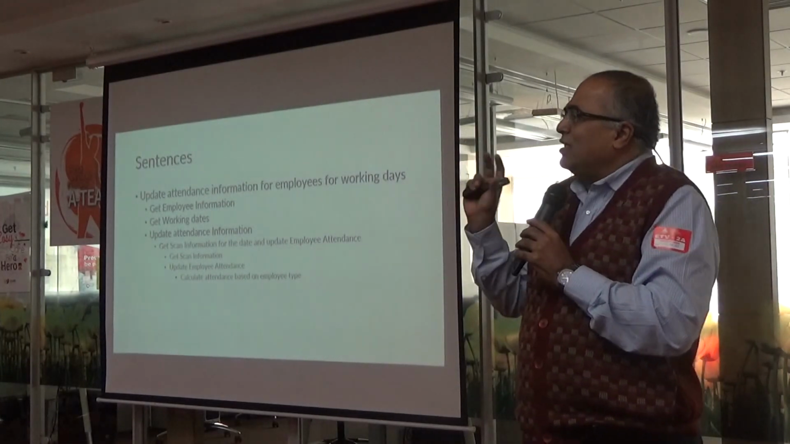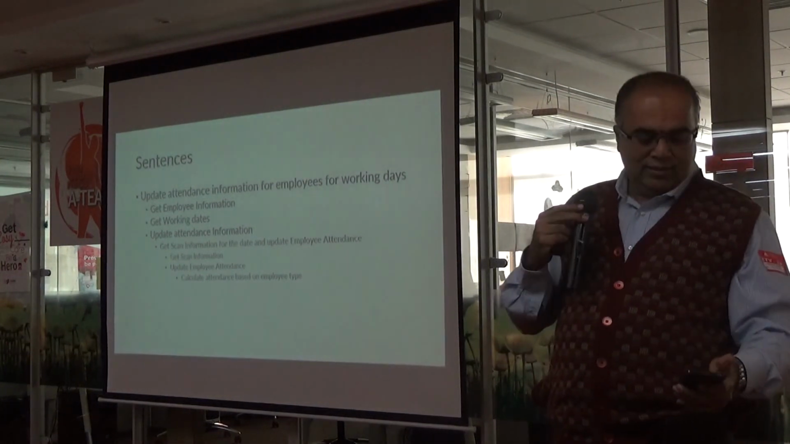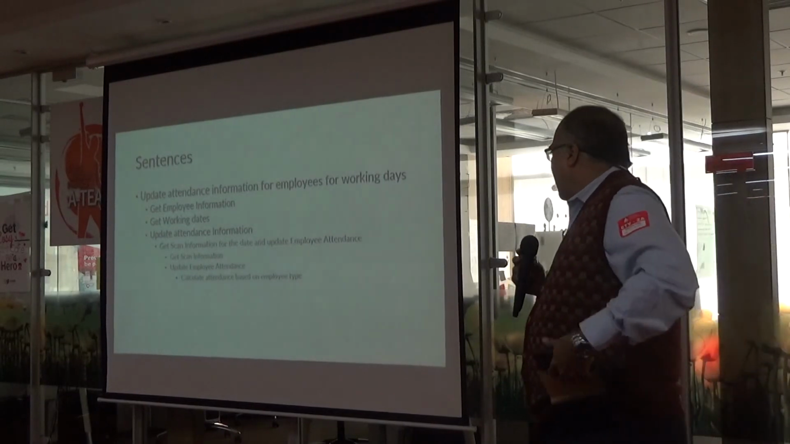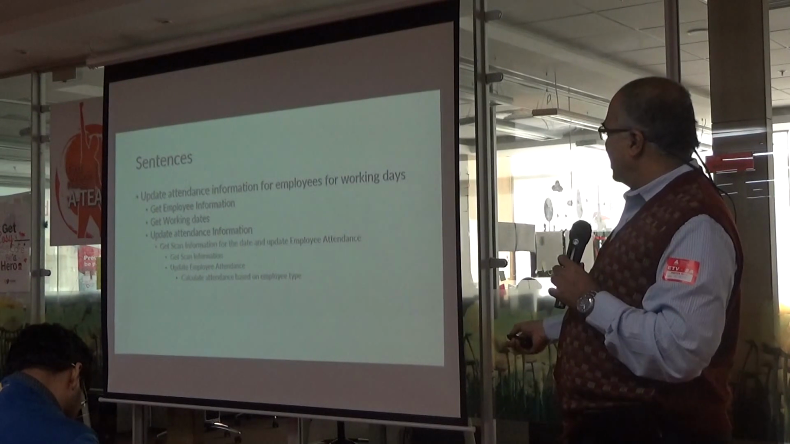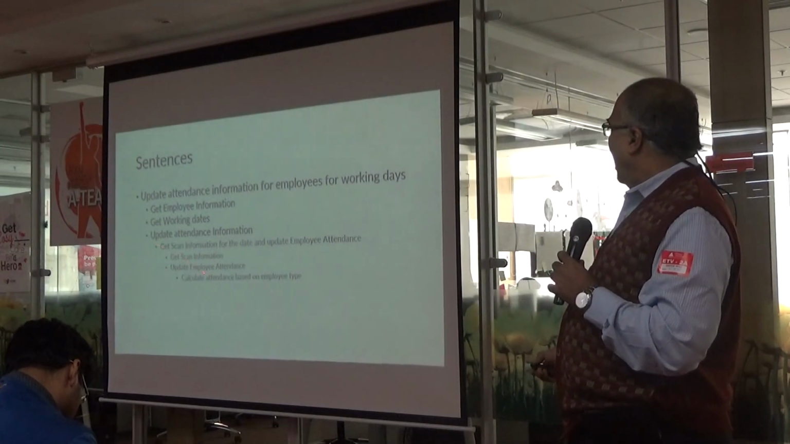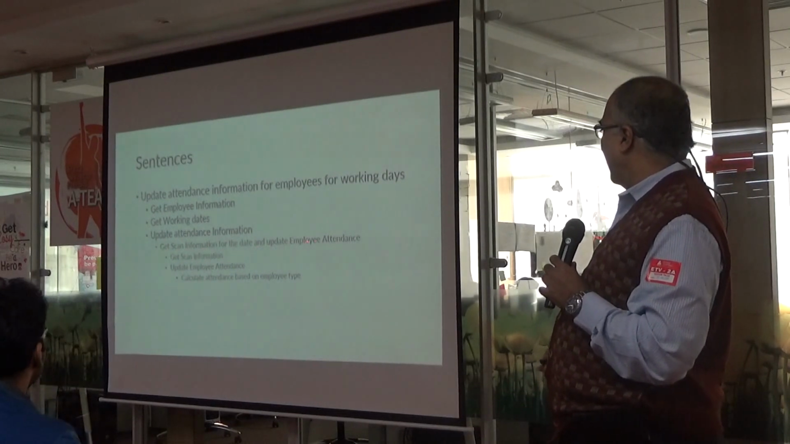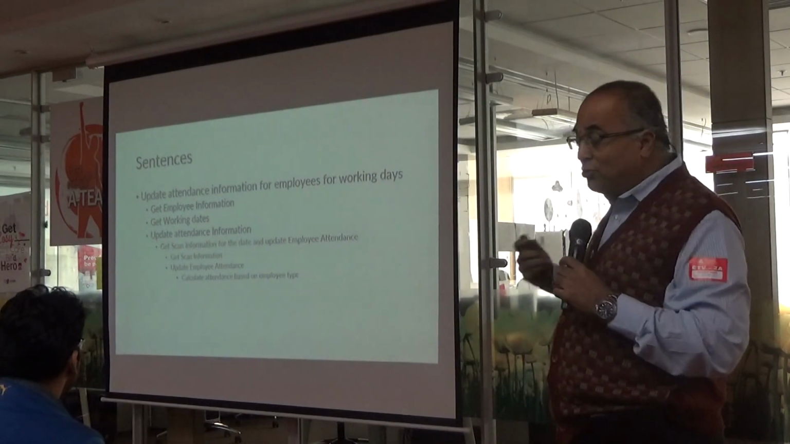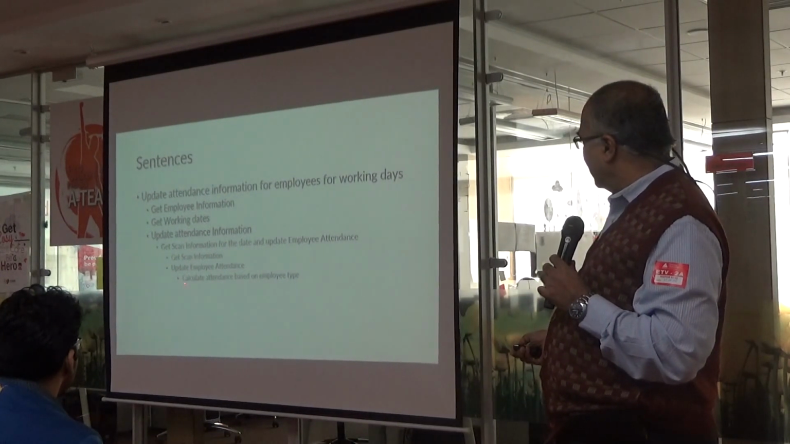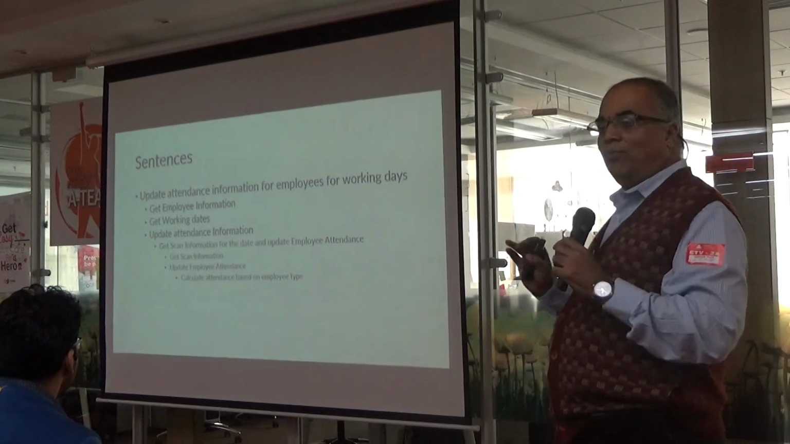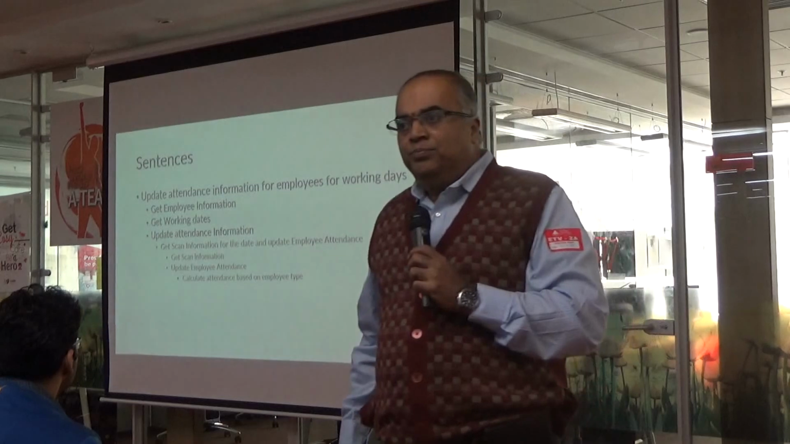Write it very chunkily. I think user story is a good thing for understanding this. I'm writing it very chunked out. Update attendance information. How are you going to update it? Oh, I'm going to get scan information for a date and update the employee attendance. How am I going to do that? I'm going to get scan information and update employee attendance, calculate attendance based on employee type. So this is what I'm trying to do, right?